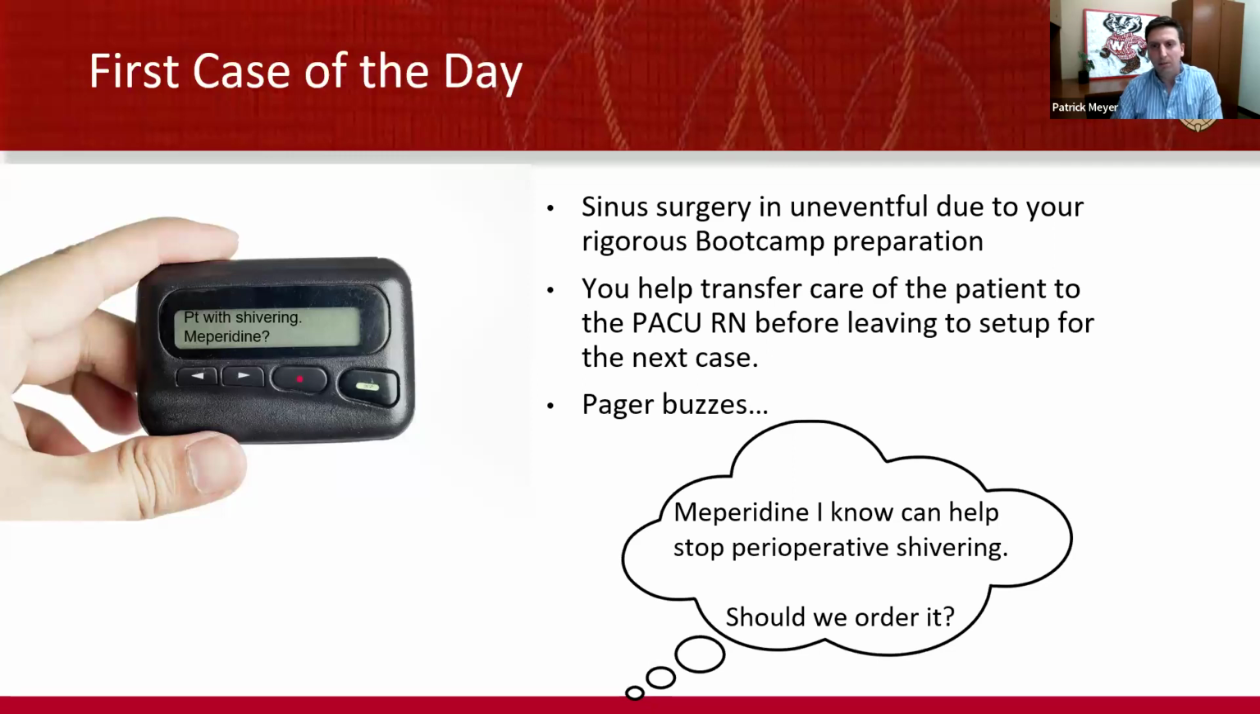So you transfer her to the PACU, or the post anesthesia care unit, and hand off to the nurse there to start setting up for your second case that you have coming when your pager buzzes again. It says patient is shivering in recovery room. Meperidine? And from reading this chapter, you guys kind of remember meperidine is great for preventing perioperative shivering or treating the perioperative shivering that can happen after anesthesia. So what do you guys think about meperidine in this case? Should we put in an order quick?